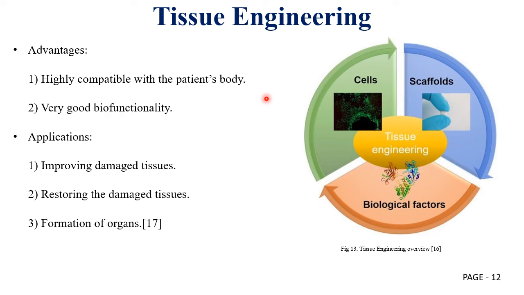However, if we are doing organ transplantation from a different donor's body, there were so many restrictions which I have already talked about. But in the case of tissue engineering, all those restrictions go away, because we're designing the organ in such a manner that it will be highly biologically compatible with the patient's body. The applications of tissue engineering are basically improving damaged tissue, restoring damaged tissues, and formation of organs.